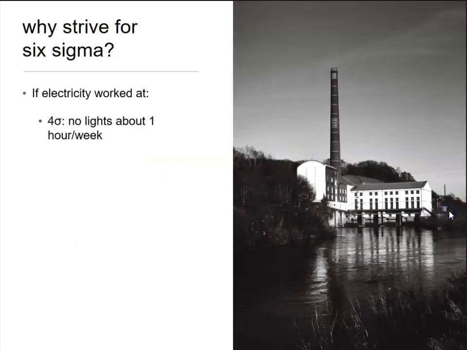Okay, so why should we strive for Six Sigma? If electricity worked at 4 Sigma, we can expect no lights for about 1 hour a week. At 6 Sigma, there's no lights about 2 seconds a week. So you can see that 1 hour a week would be totally unacceptable for us as Americans. And at 6 Sigma, you're looking at 2 seconds a week.